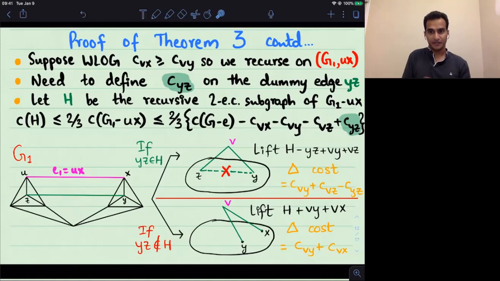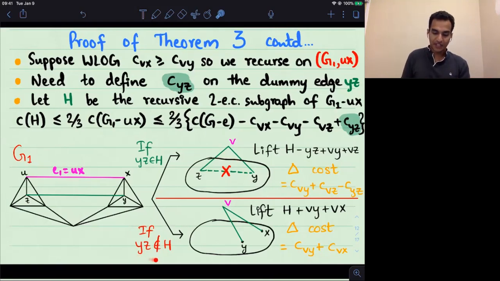Let H be the recursive solution that we obtain by running the algorithm on G1 with the excluded edge Ux. We get a subgraph H whose cost is at most 2/3 the cost of G1 minus Ux. Simplifying it gives us this expression. Now observe that based on what this recursive solution is, translating it back to the original graph can lead to two different outcomes. If the dummy edge belongs to the subgraph, then we subdivide it at B, same as what we did in the existence proof.